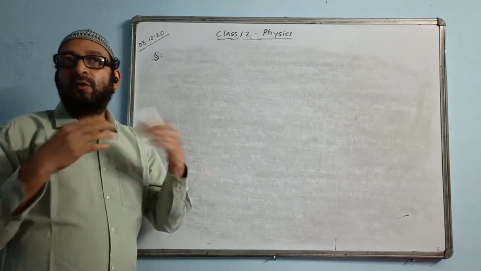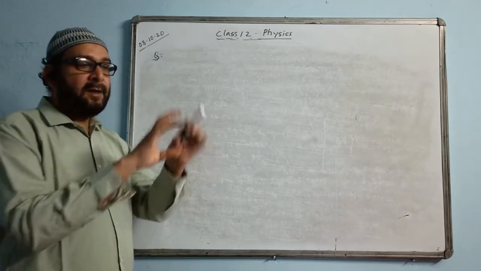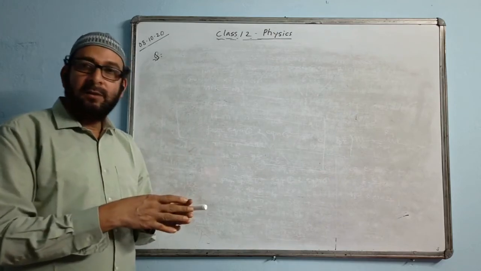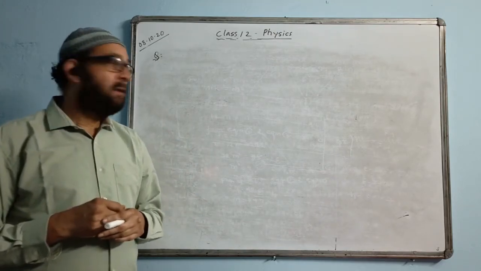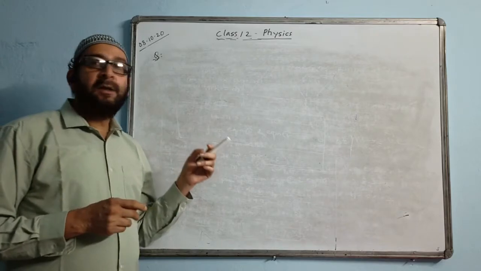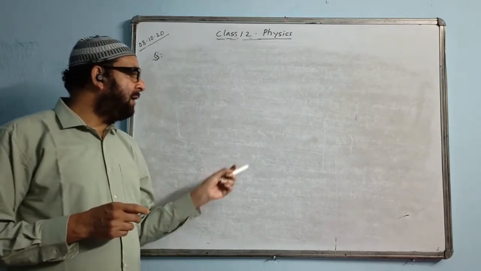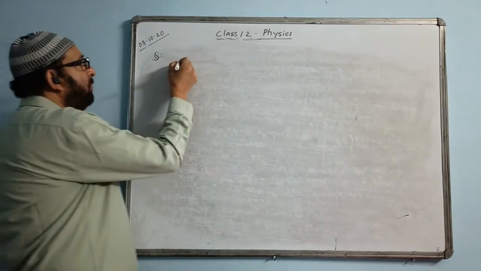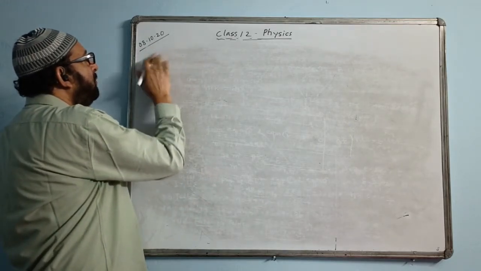Once again, I'll explain the question. The question says there are n cells. They are giving the same current in series and also in parallel. Then, what will be the relationship between the internal resistance of the cell and the external resistance? So, we'll be finding the solution for this question now.